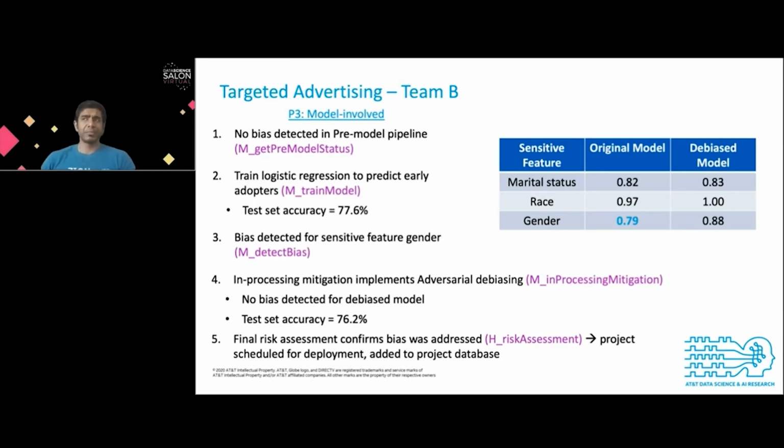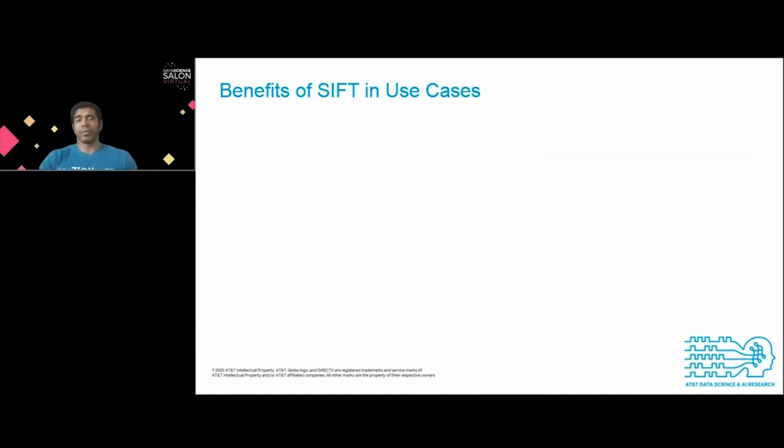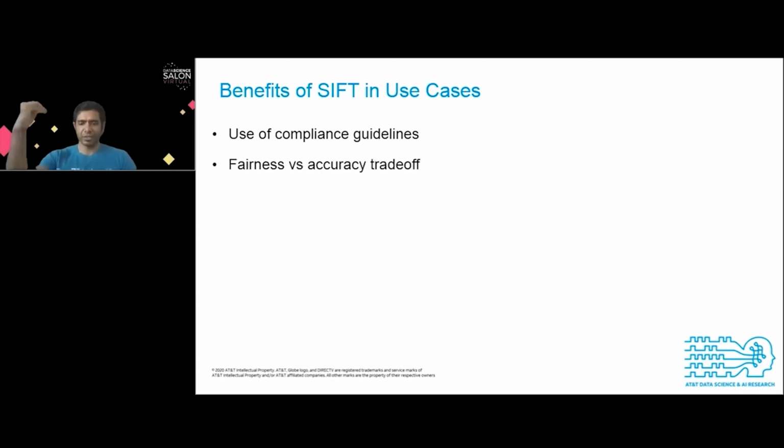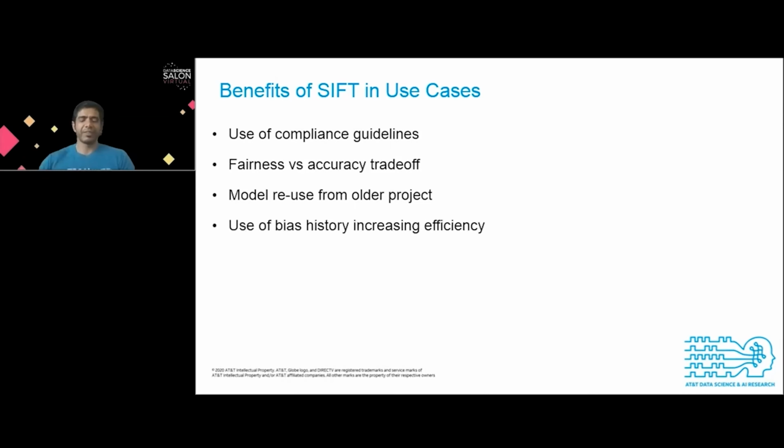So the specific benefits of SIFT in this use case were the use of compliance guidelines to select the sensitive features, the fairness versus accuracy trade-off to actually see how much performance hit we are taking to address fairness, the model reuse from older projects, and the use of bias history to increase efficiency in doing this reuse.